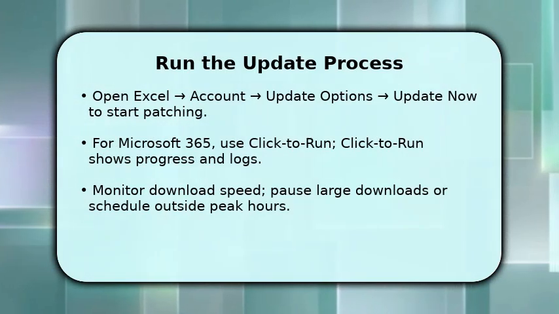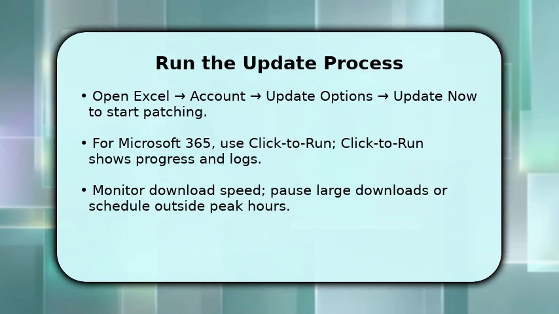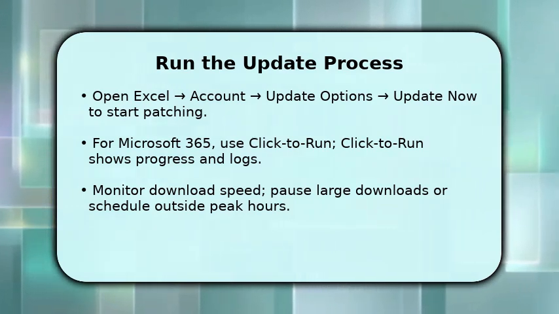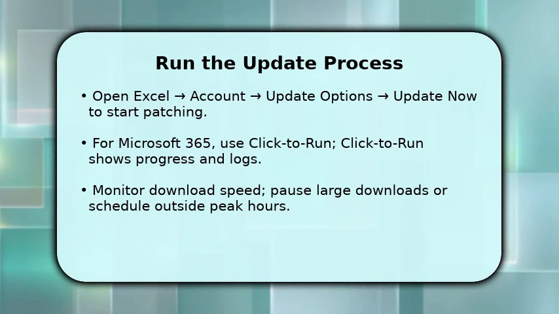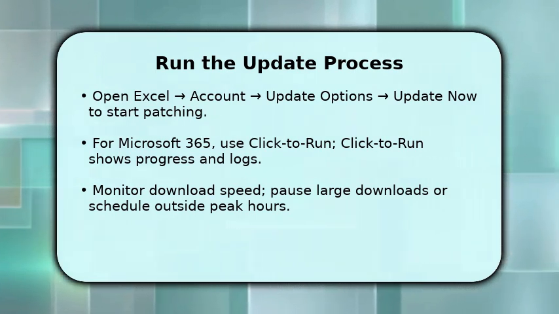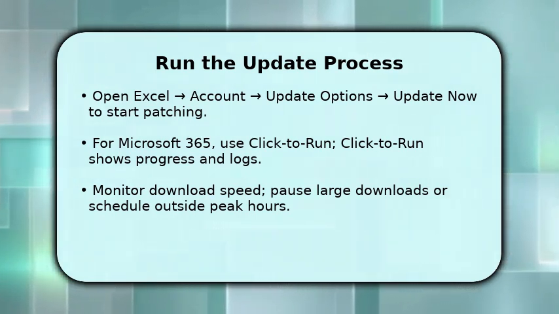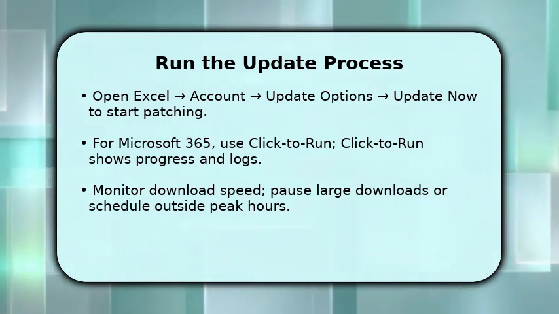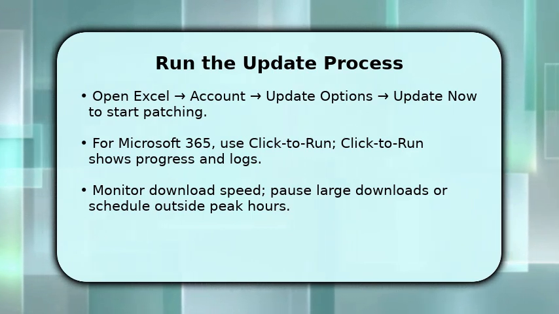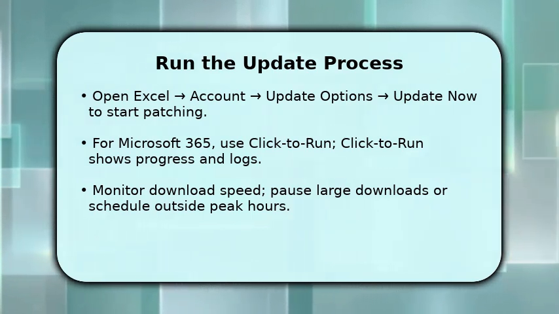You now execute the update. In Excel, go to File, right arrow Account, right arrow Update Options, right arrow Update Now, and the click-to-run engine will download and install files. While it runs, watch progress and any prompts. If an update requires a restart, the installer will schedule it.